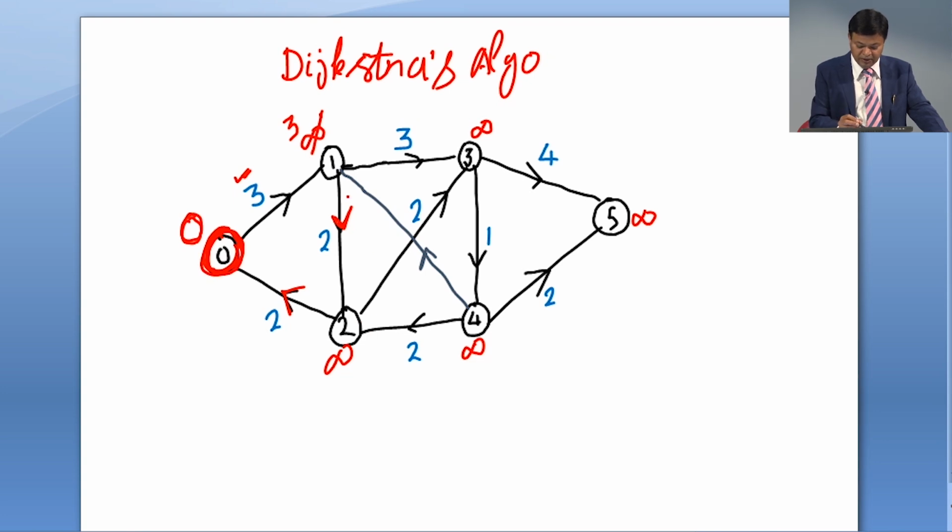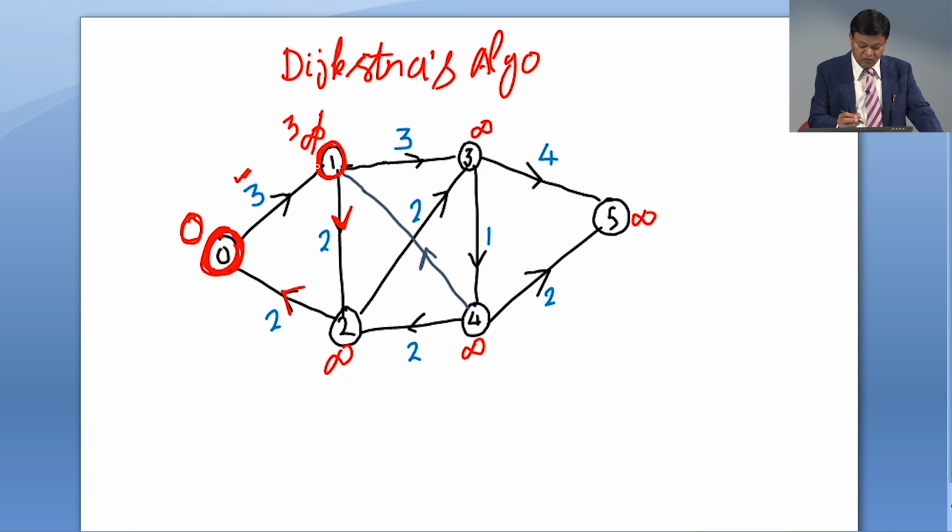selected. Now what are the remaining? 1, 2, 3, 4 and 5. Out of these nodes we'll find which is the shortest distance node. See, one has a distance of 3, all others are having distance of infinite. So 1 is the shortest distance node. So next time, that is second time, we are selecting 1.